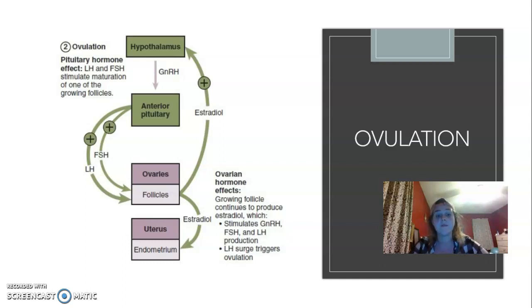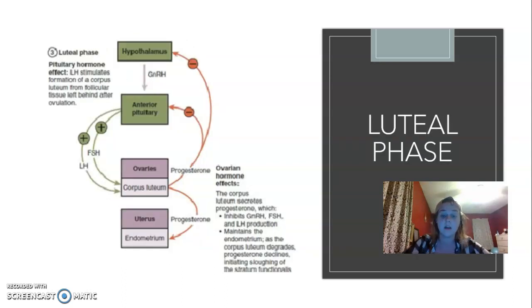Another thing to mention here is that estradiol, or estrogen, has an effect on the uterus as well, and it thickens the endometrium, the lining of the uterus. And so this is the last phase that we'll be talking about. It is also the last feedback loop that we will be talking about.